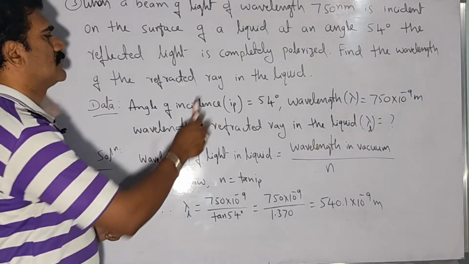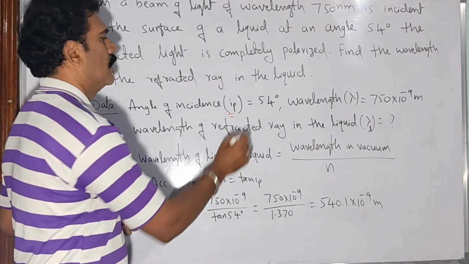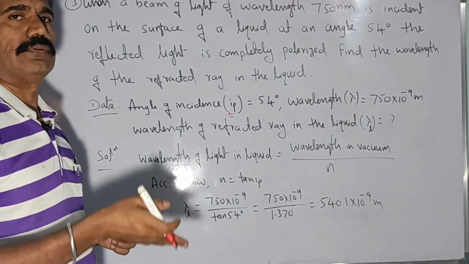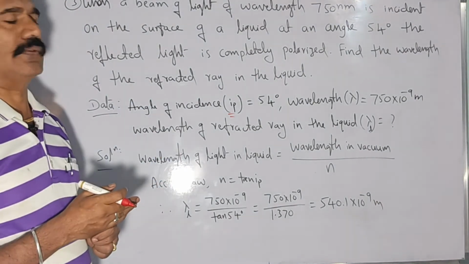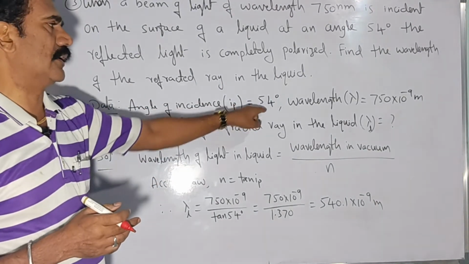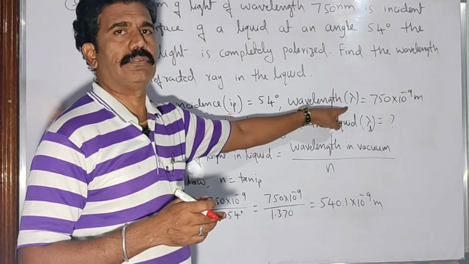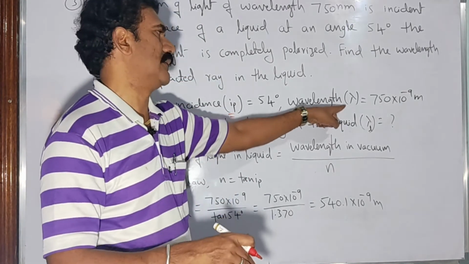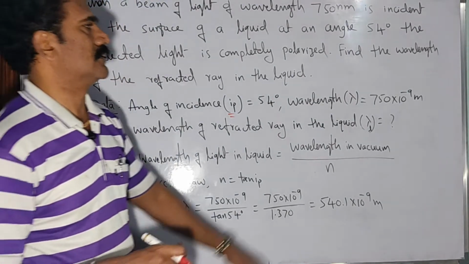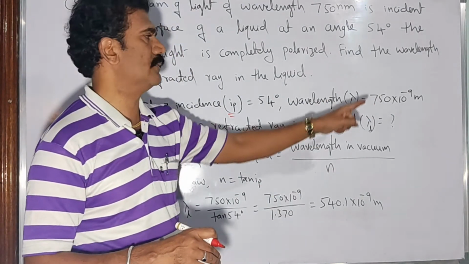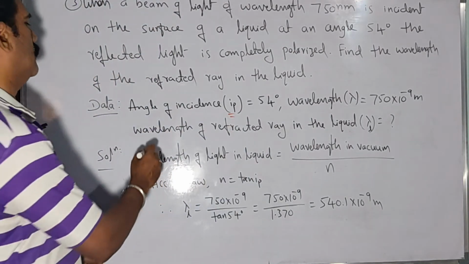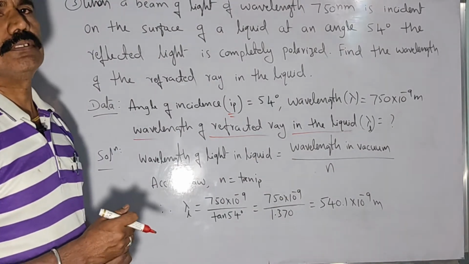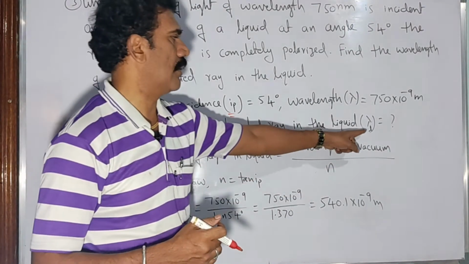What is the angle of incidence? You have to consider here that it is equivalent to the polarizing angle, the angle at which the light is incident on the liquid. That angle is equal to 54 degrees, already given. Then the wavelength of the light before incidence on the surface of the liquid, maybe from the air medium or from vacuum, is also given: 750 times 10 to the power of minus 9 meter, since nanometer means 10 to the power of minus 9 meter. Then the wavelength of the refracted ray in the liquid after polarization, you have to find that, lambda L.